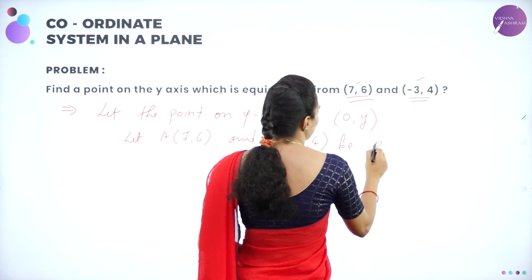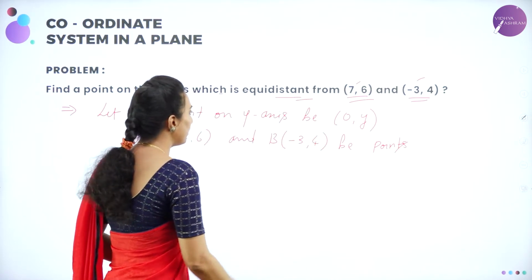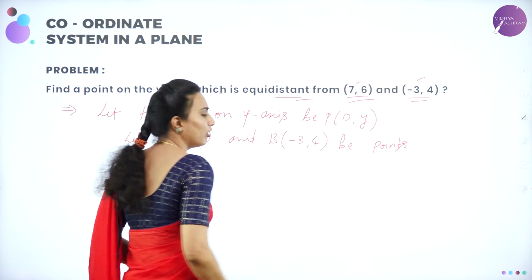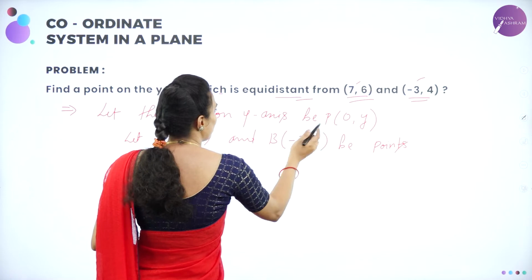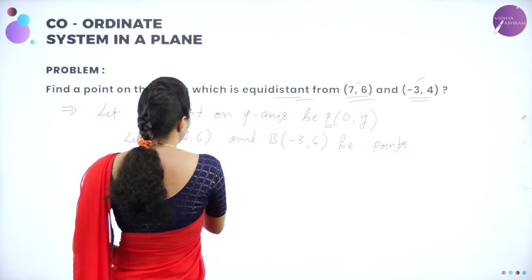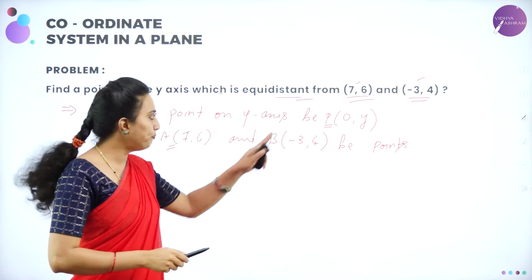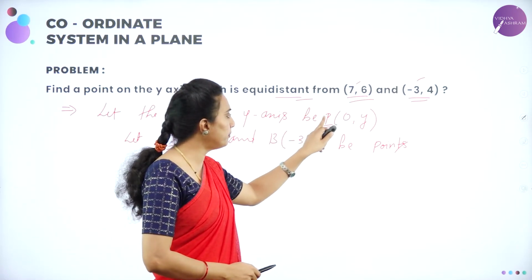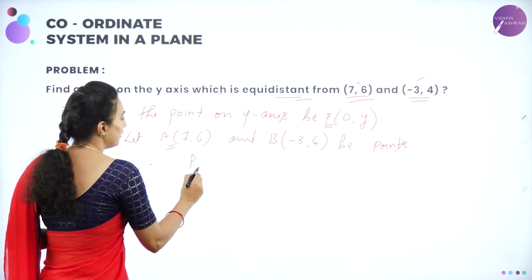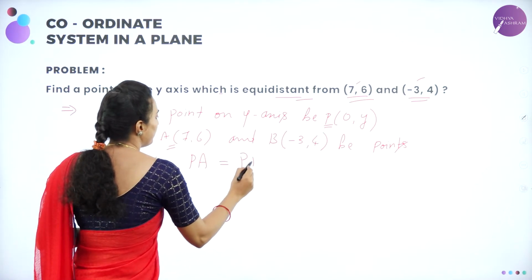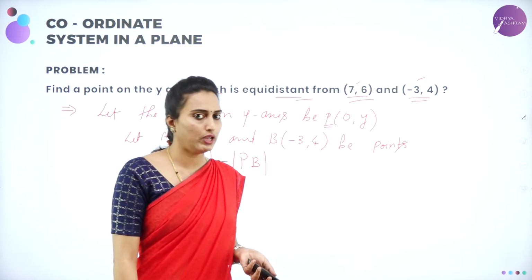And this I am going to call it as let P. P of (0, y), because I need to name the point, isn't it? What they have given? Distance between these two, PA will be equidistant. Equidistance means they are equal. So PA will be equal to PB. Therefore, given condition PA is equal to PB. What is that? Modulus of PA is equal to modulus of PB, because distance we are finding.